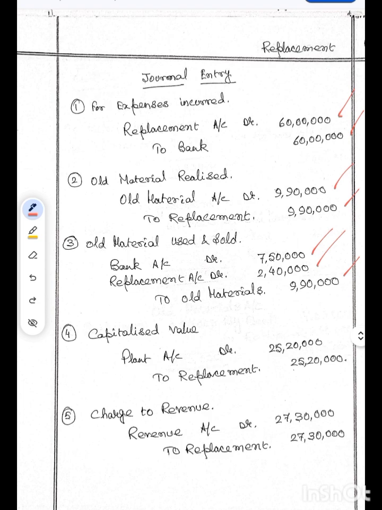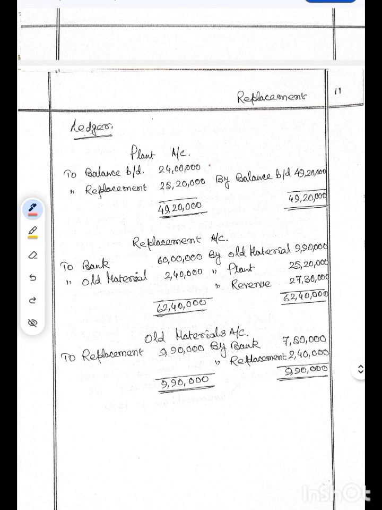Now come to our capitalized value. Capitalized value is 25 lakh 20,000. That is from our calculation number 3, and thereafter calculation number 4, that is revenue account debit to replacement 27 lakh 30,000. Okay, that is calculation number 4. Okay, next come to the ledger also. Our plant account old balance was 24 lakh.